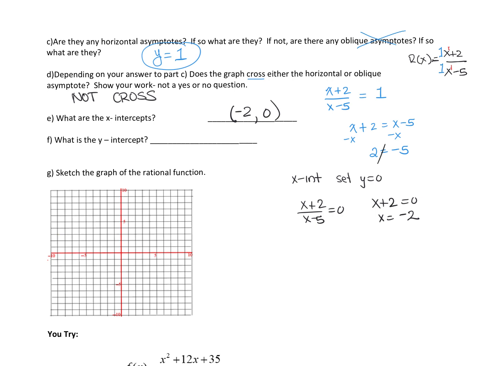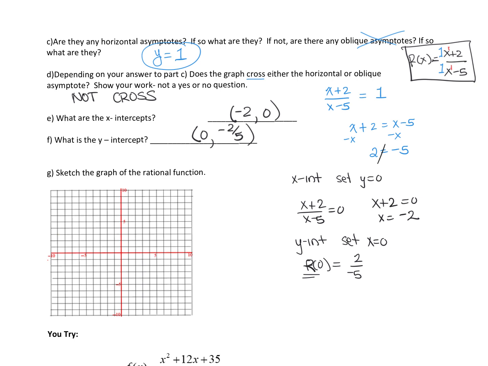The y-intercept, I'm going to let x equal 0. That's going to give me f of 0, or r of 0, excuse me. This is our reduced function. Everything we do is from this reduced piece. So if I plug in 0 here, I'm going to get 2 over negative 5, and I get the ordered pair 0, negative 2/5. So we're going to put that all together on this graph.